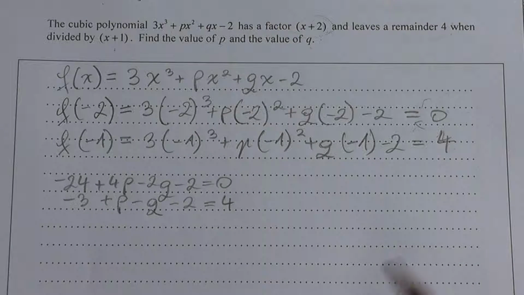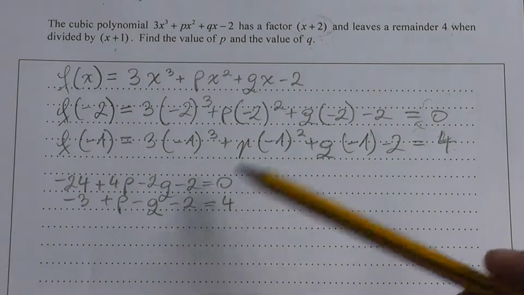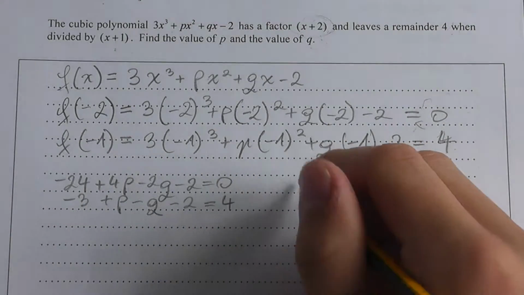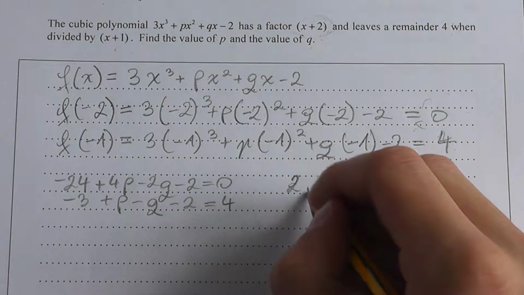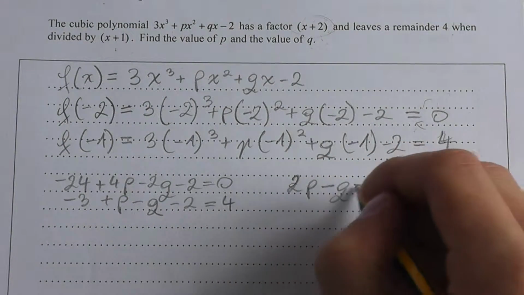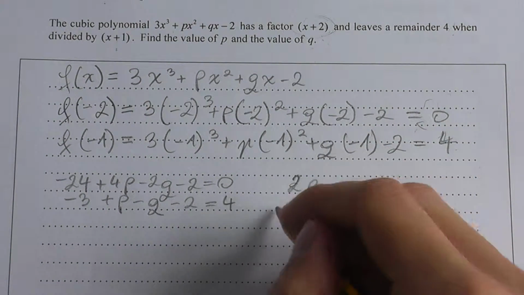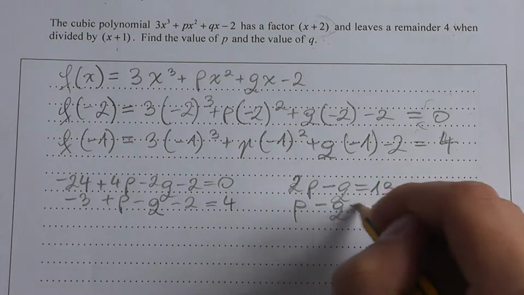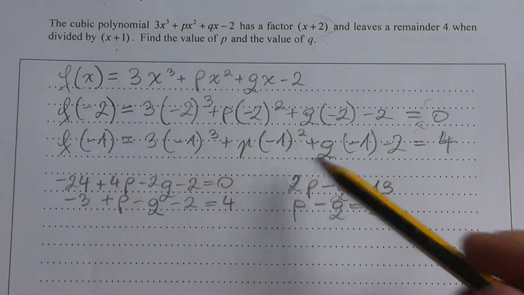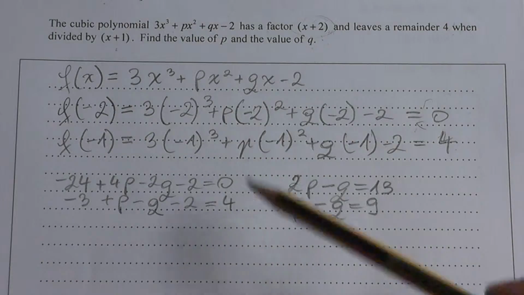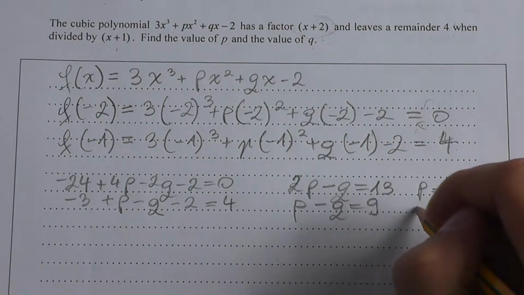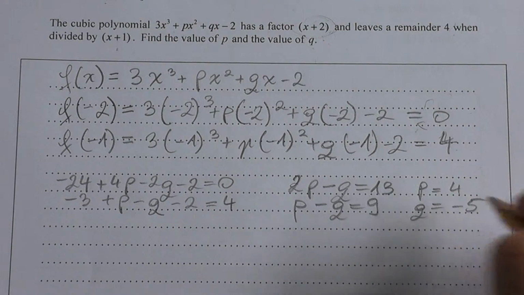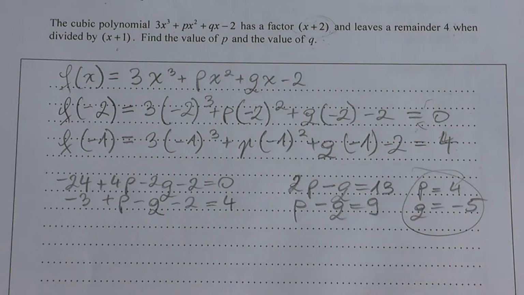We solve this simultaneously by rearranging the equations, and this of course is a lot easier. 2p minus q is equal to 13, and p minus q is equal to 9. Right, I've just rearranged them, subtracted stuff, added stuff, and this gives that p is equal to 4 and q is equal to minus 5. And this here is our answer.